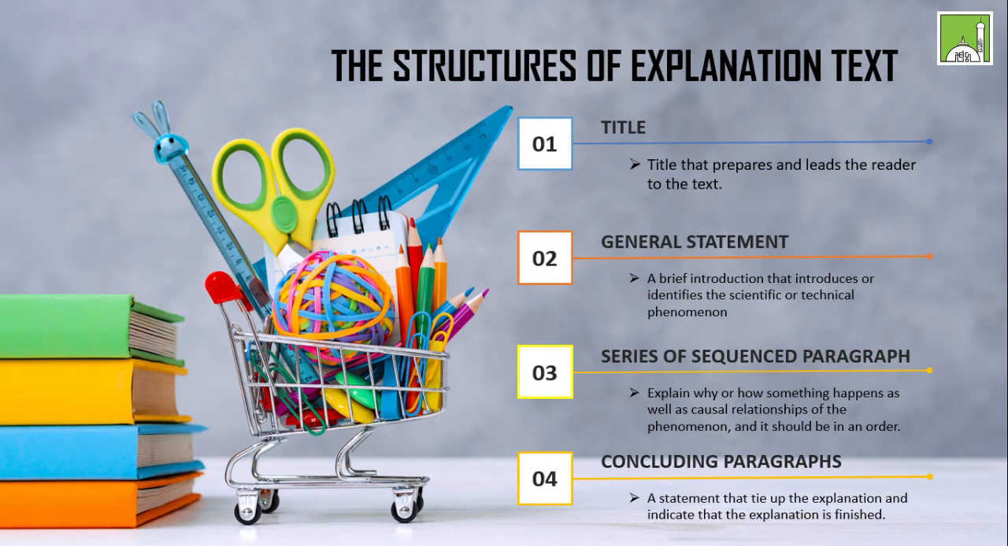And then the third one is the series of sequenced paragraphs. It's merely explaining why or how something happens, or maybe about the process. So it should be step by step. It should be in a sequence. You cannot exchange the order. You have to put the most important paragraph first, and then the second paragraph is less important.